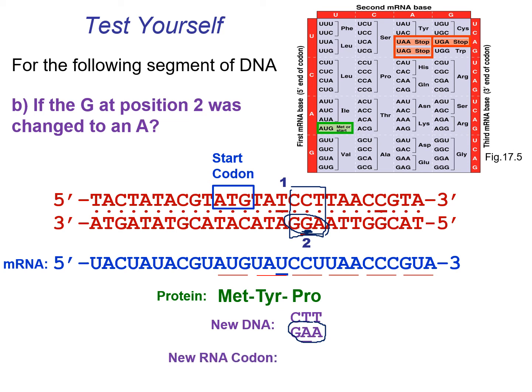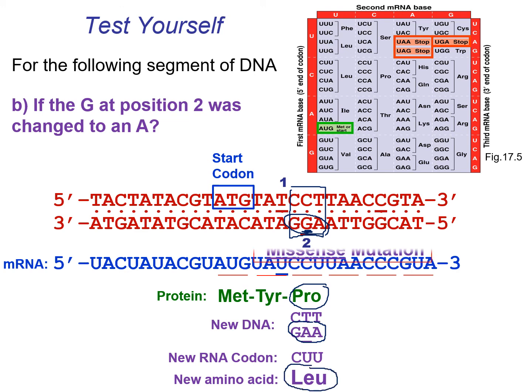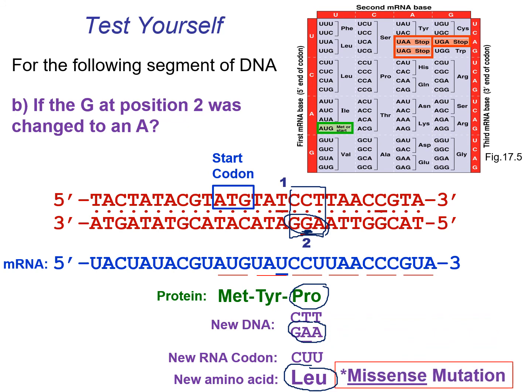Next, I need to figure out what the new RNA is going to be. So the CTT is now a CUU in the messenger RNA. I can take a look up on my genetic code and see what that is going to change. And our new amino acid is going to be a leucine. So I'm going from a proline to a leucine. Okay, so which one is that? That is a missense mutation. So remember to use your correct terminology. This is a missense mutation.